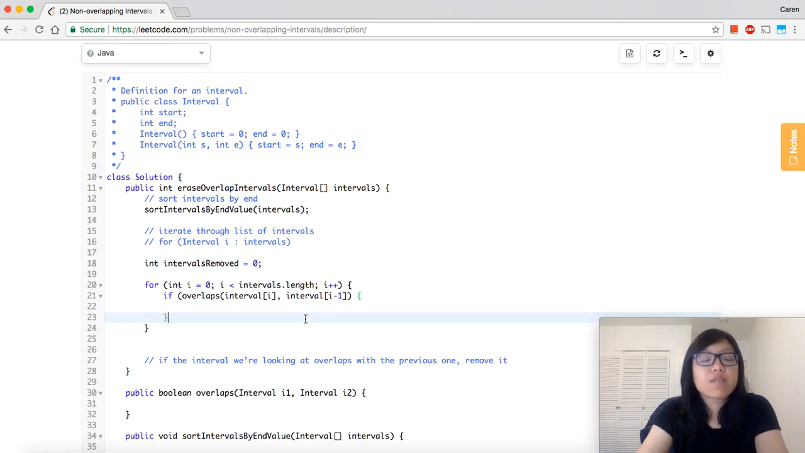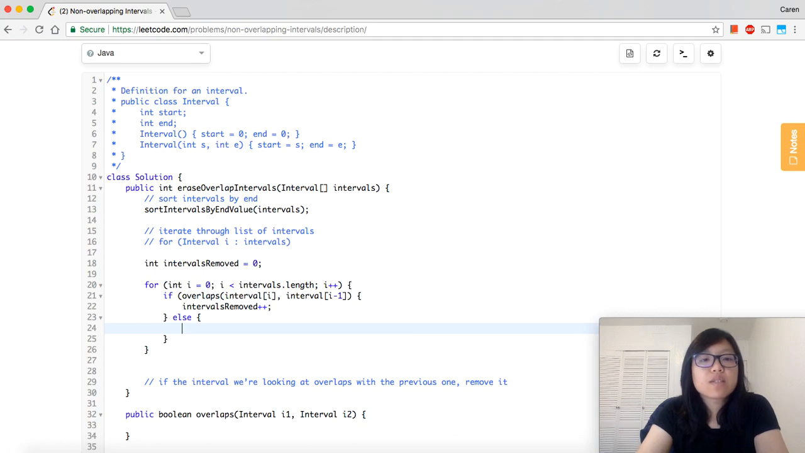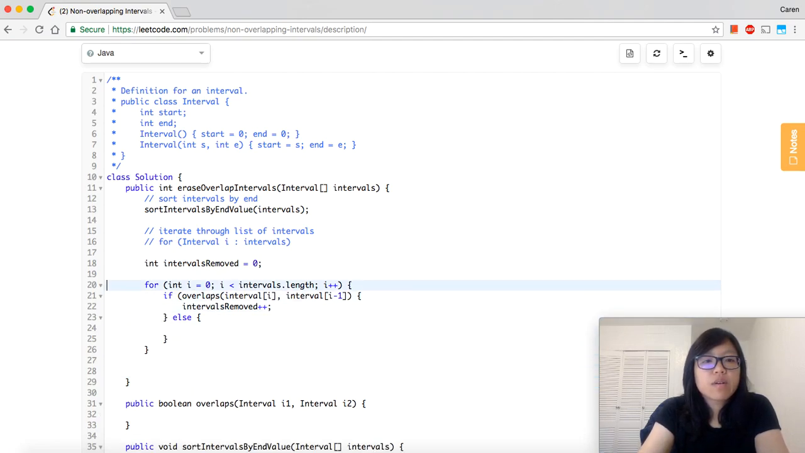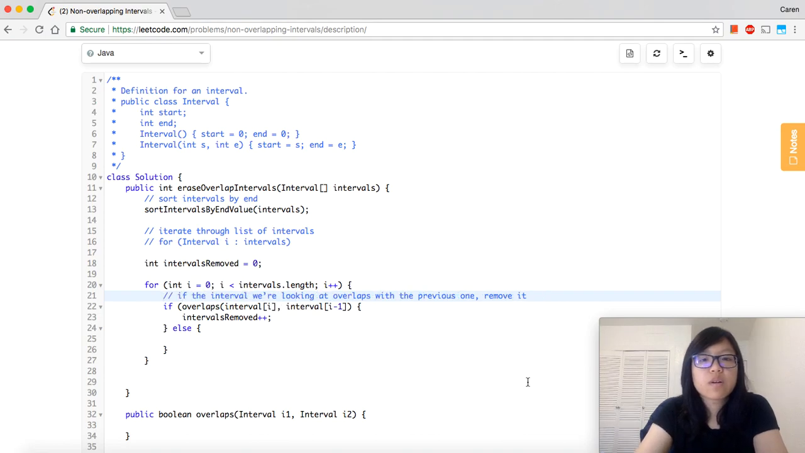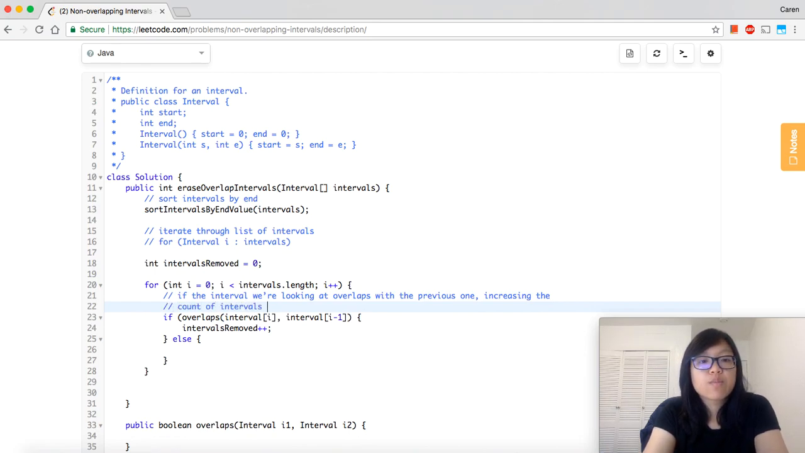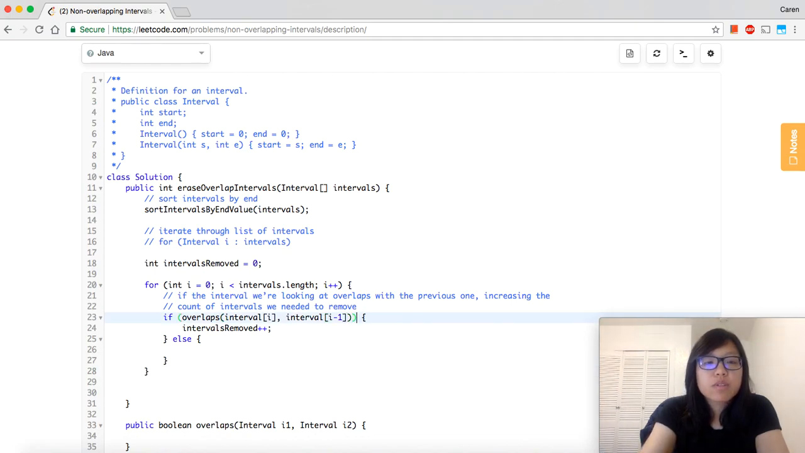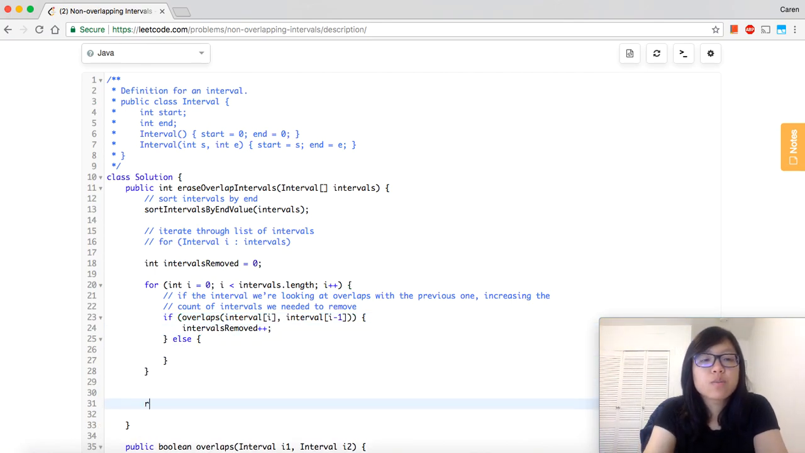And increase this count every time we see an interval we do want to remove. So if the interval we're looking at overlaps with the previous one after our sorted list, then we probably want to increment the count we have seen. Otherwise, if it doesn't overlap with each other, it doesn't seem like we need to do anything. So now we could move this comment here to make it a little more clear. And we're not removing it anymore, really. We're just increasing the count of intervals removed. And in the end, so I'm missing a parenthesis here, but in the end, what we want to do is ultimately return the intervals removed.